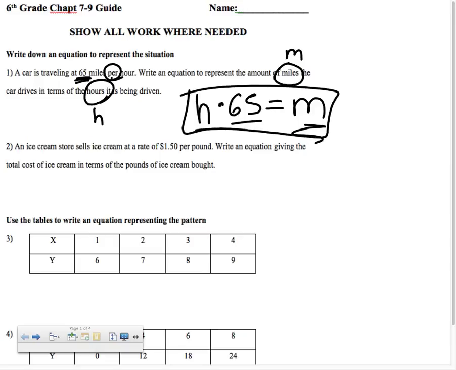Again, the per word there is going to be the number that's attached to the independent variable. And the dependent variable, in this case miles, is almost always by itself. Same thing for the next one.